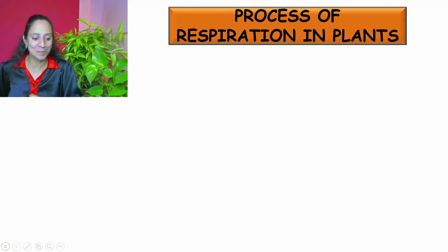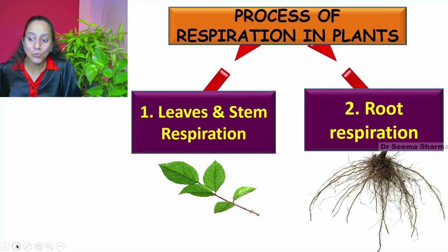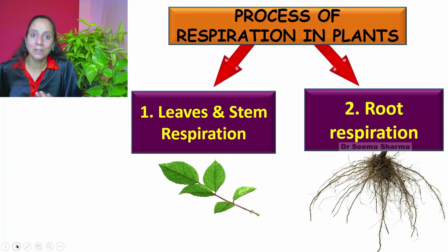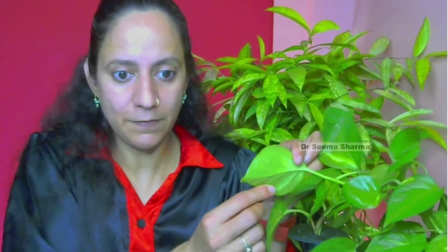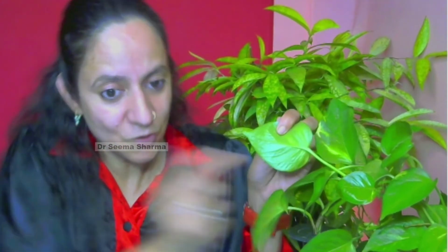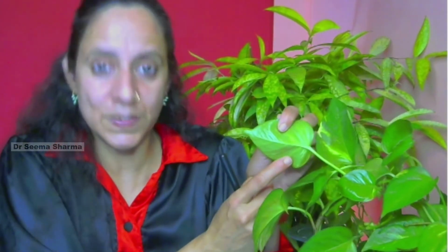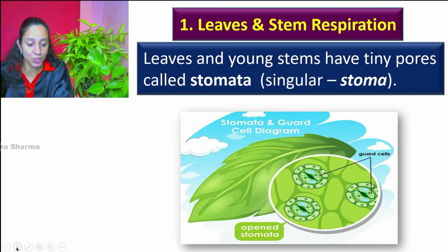Now coming to the process of respiration in plants. This is a very interesting process. Respiration in plants takes place mainly in two parts. Leaves and stem do respiration, and roots also do respiration. So let's take up respiration in the leaves and stem. This is the leaf. In the majority of leaves, on the lower side, there are numerous minute pores which are visible only under the microscope, and that too in a thin slice of this leaf tissue. So there are numerous small gaps or holes which are called stomata. They are present on the lower surface of the leaf and they help in exchange of gases.